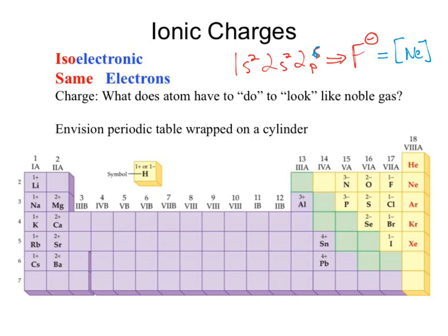Take a look at oxygen. Oxygen can look like neon or helium. Which is easier to do? Gain 2 electrons or lose 6? Gain 2. What charge does it become? -2. Nitrogen can look like neon or helium. To look like neon, what does it need to do? Gain 3. To look like helium? Lose 5. Which is easier, gain 3 or lose 5? Gain 3, charge is -3.